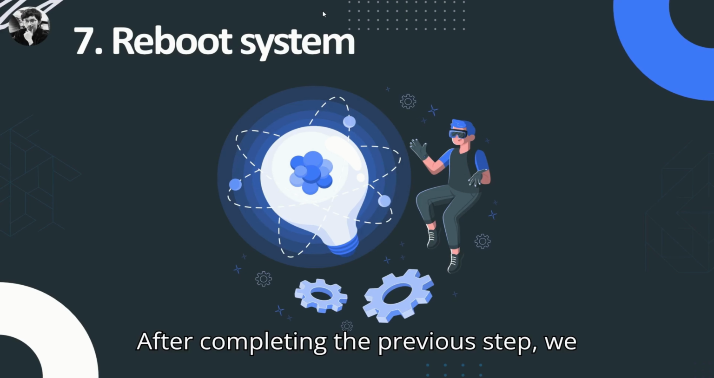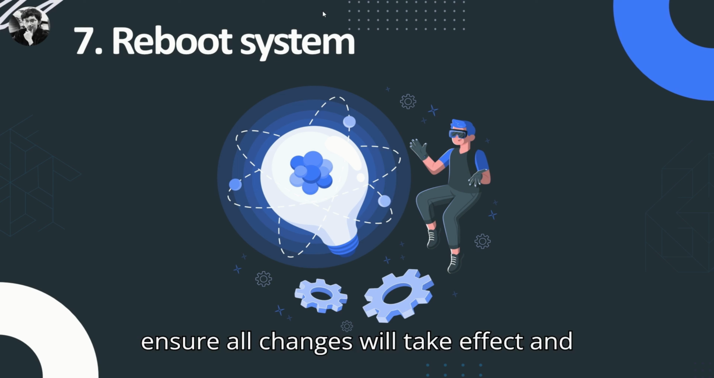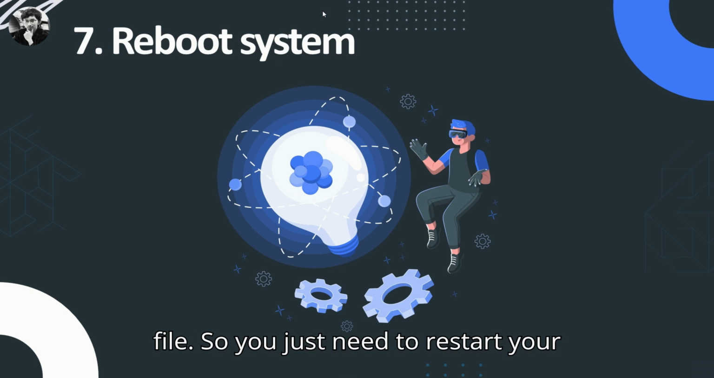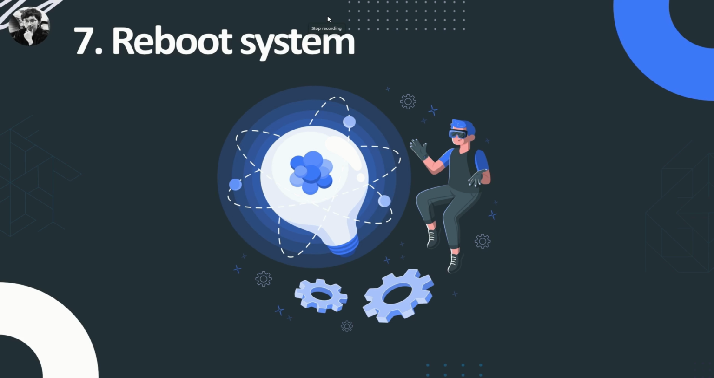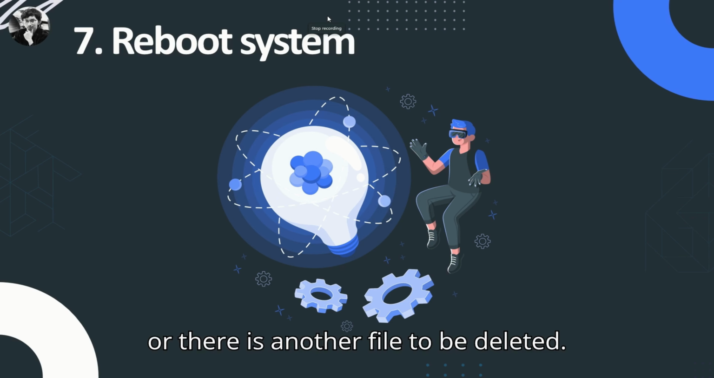After completing the previous step, we need to reboot the system. This is to ensure all changes take effect and clears any remaining processes or temporary files. So you just need to restart your PC or your laptop, and after that, we just need to verify the uninstallation. Is it already clear or is there another file to be deleted?